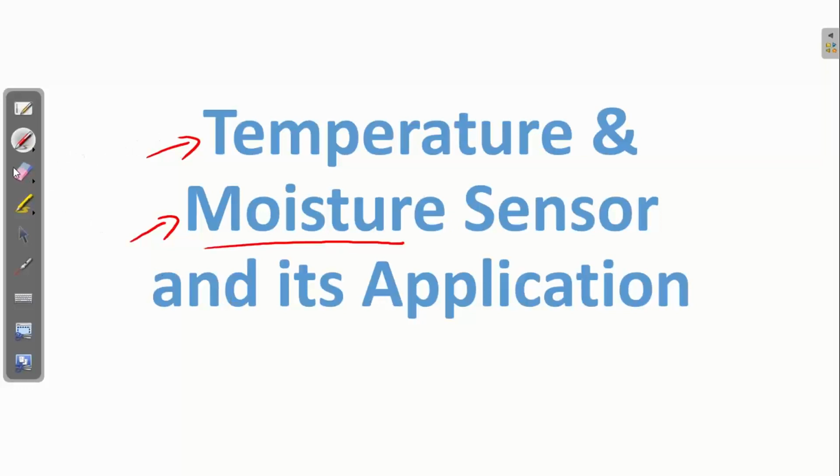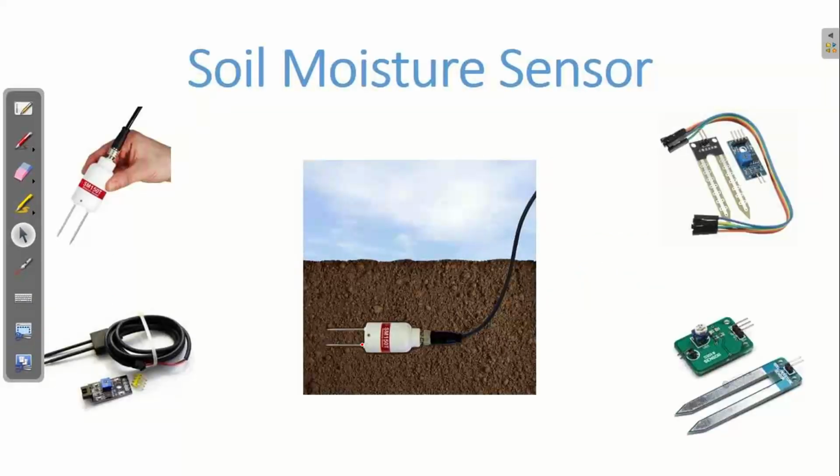So let's try to understand these two sensors in detail, and let's also try to implement them. Let's also understand the pin diagram of these sensors, as well as the applications of the sensors. So let's get started, guys. As I told you, we'll see first of all the moisture sensor.